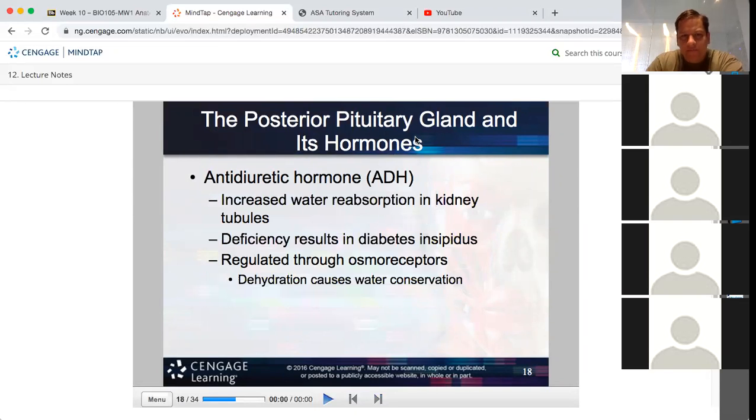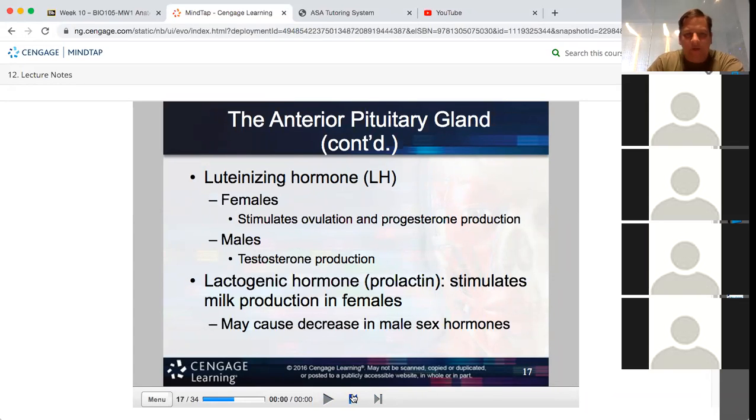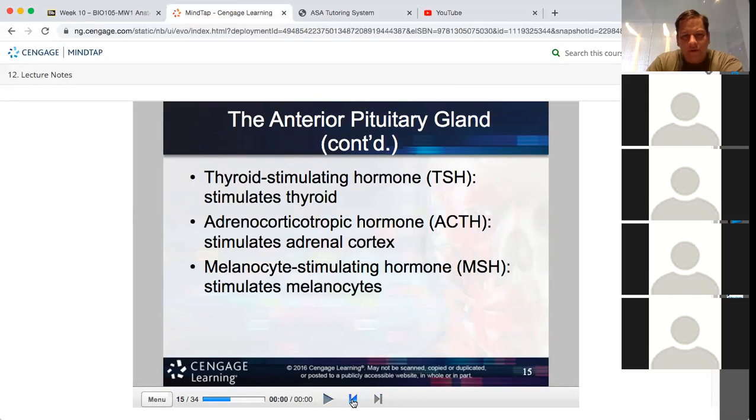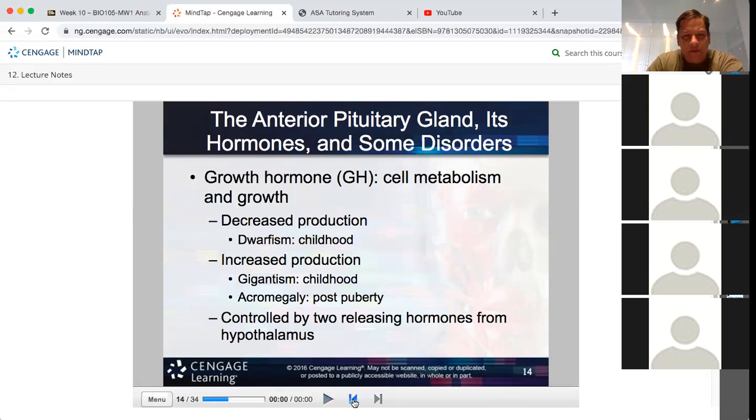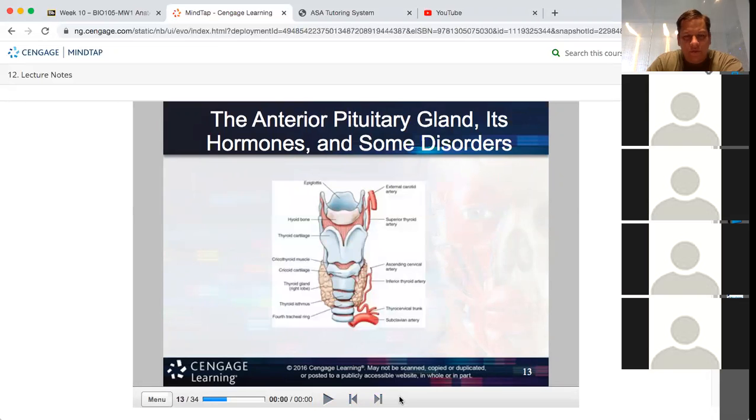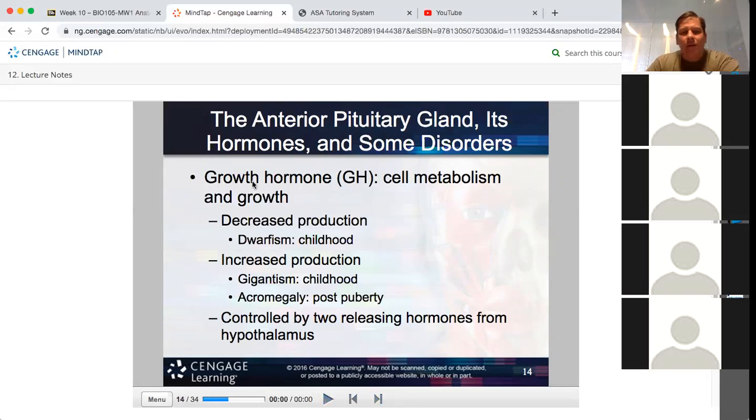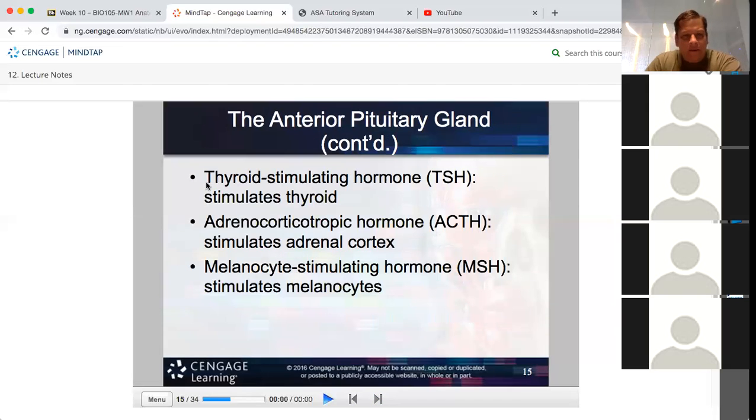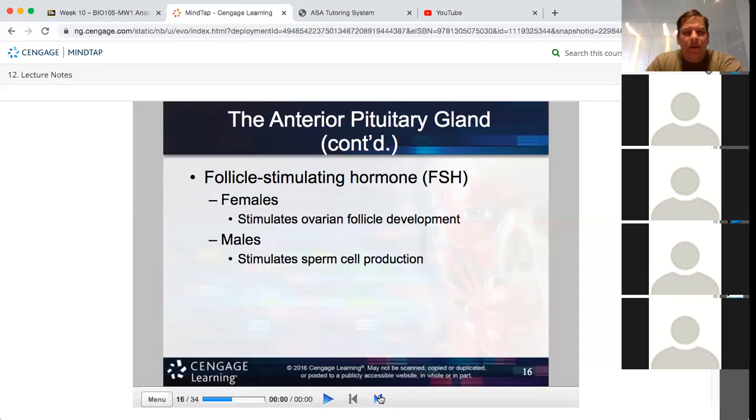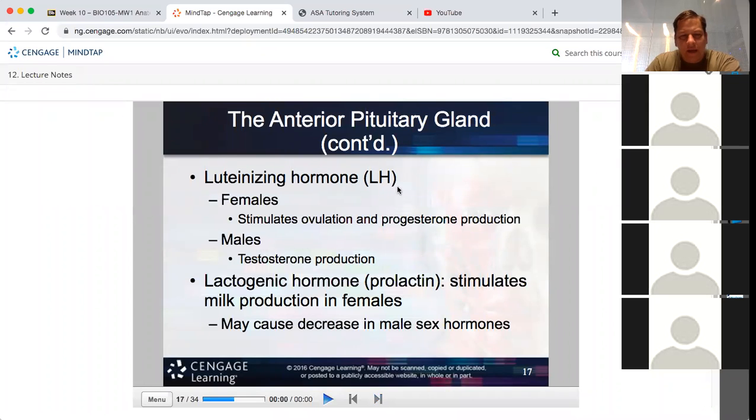We were talking about the anterior and all the hormones produced in the anterior pituitary gland. Let me mention again which are all the hormones produced in the anterior pituitary gland. We have the growth hormone GH, the thyroid stimulating hormone TSH, the adrenocorticotropic hormone ACTH, the melanocyte stimulating hormone MSH, the follicle stimulating hormone FSH, the luteinizing hormone LH, and the lactogenic hormone or prolactin.